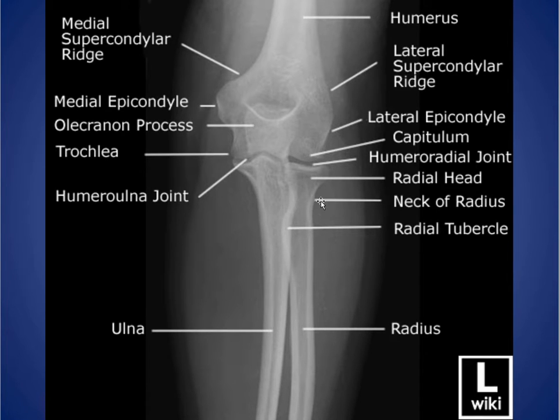The neck of the radius is inferior to the radial head, which is here. This is what I refer to as the radiocapitellar joint, with the radial articular surface here and the capitellum off of the humerus here. The lateral humeral epicondyle is here, and at the lateral epicondyle you have your attachments for the common extensor tendons. On the medial side you have attachments for the common flexor tendons.